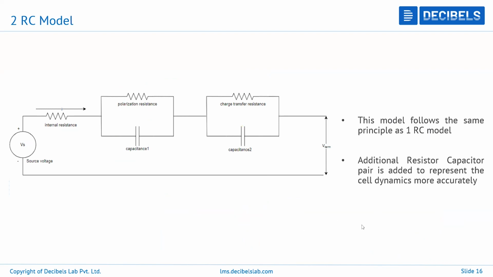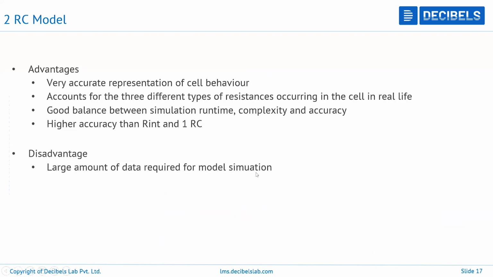It is far more accurate than the 1RC model. There'll be a good amount of change that you can see here. It is pretty accurate in terms of real-time representation. If you see many organizations and OEMs, when they go for battery analysis, battery dynamics, or battery plant modeling, especially for EV or energy storage applications, they usually utilize the 2RC model. It is very accurate. It has a very good balance between the three parameters: runtime, complexity, and accuracy.